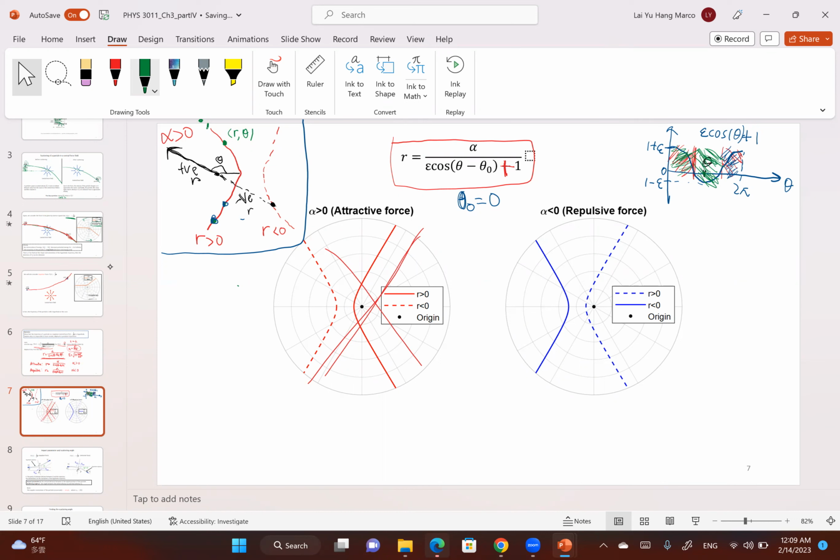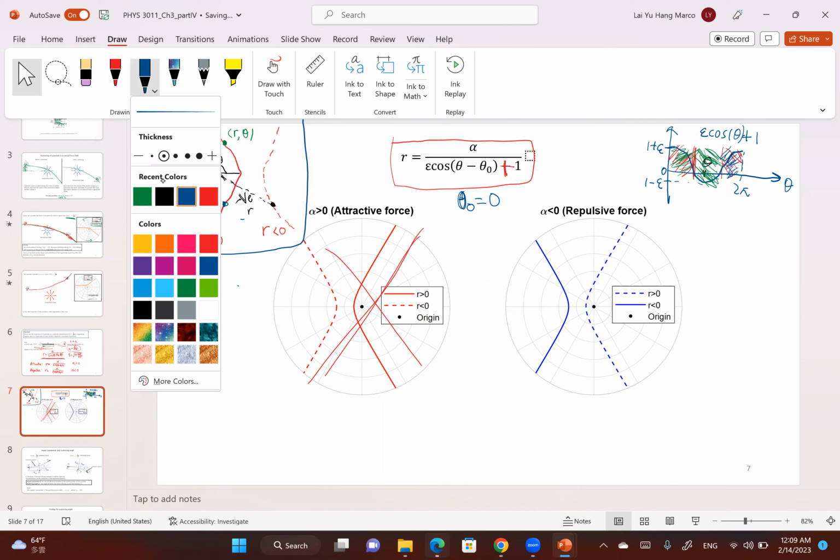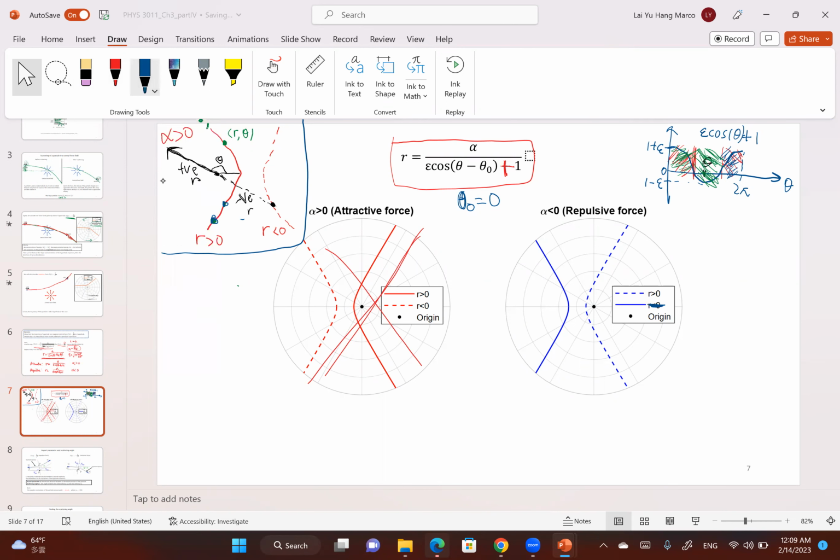Okay, and I think I put a typo here. This one is greater than 0. This is smaller than 0. So in both cases, R greater than 0 is the part that we care about. It's the physical result. So the R smaller than 0 is a non-physical result that we don't actually draw out.